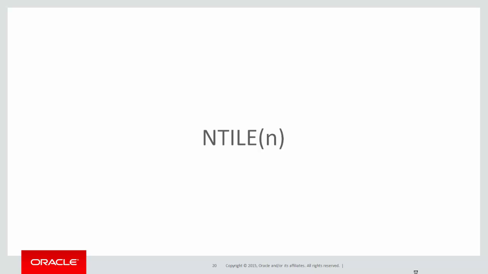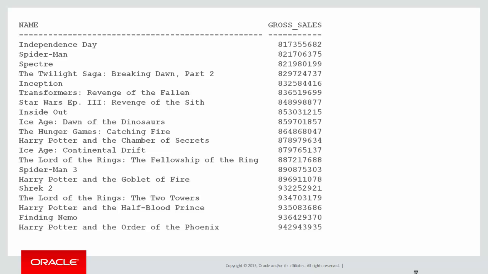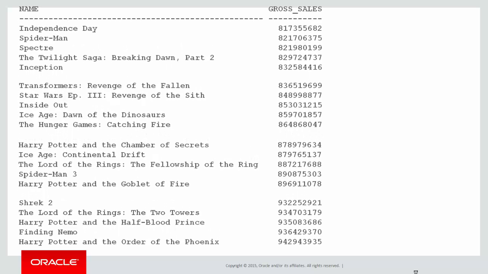Let's look at our last one, NTile. Now, you may not be familiar with that term, but you're probably familiar with terms like quartile, decile, tertile, octile, indicating various ways of chunking up the data. NTile is the generic version of that. So what is a tile? What we're really doing is taking data and breaking it up into evenly spaced chunks. So for a quartile, we would grab our data and pull it into 4 evenly sized chunks based on the gross sales in this case.